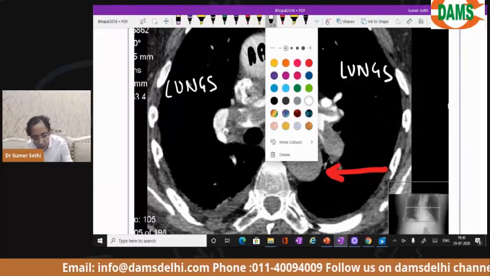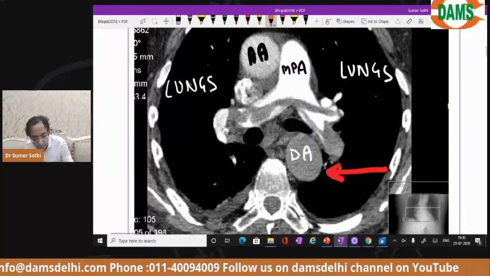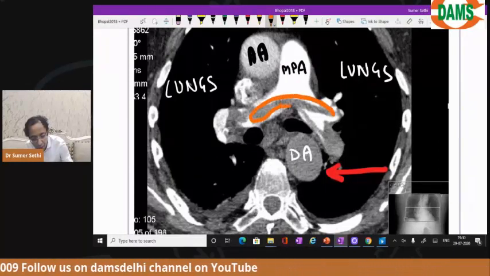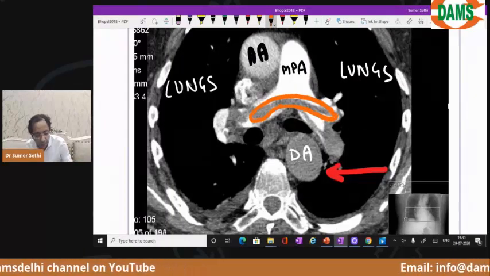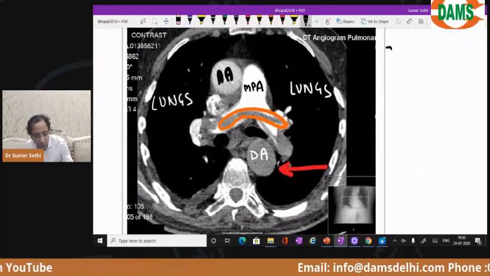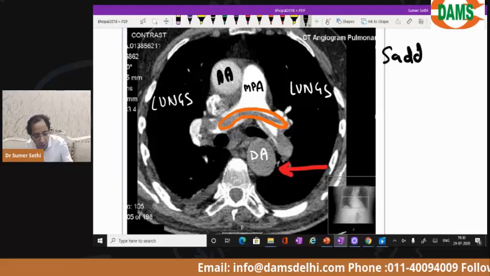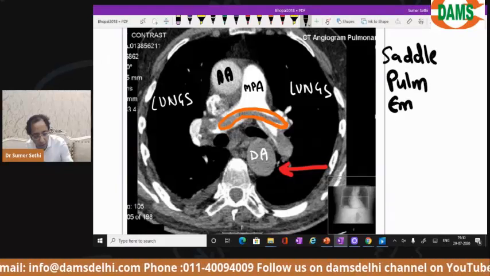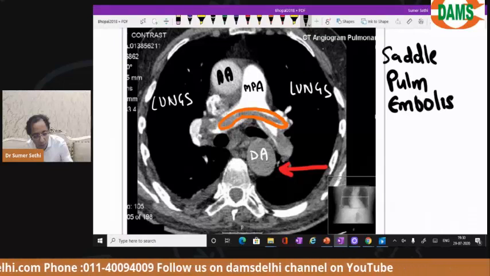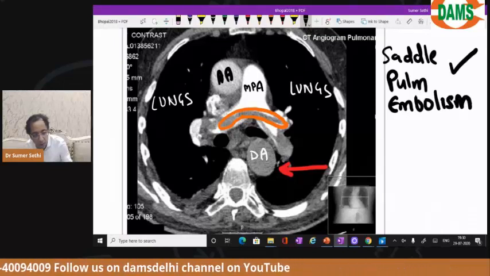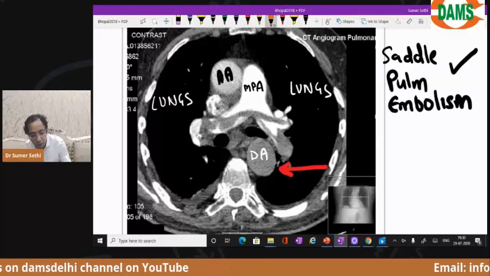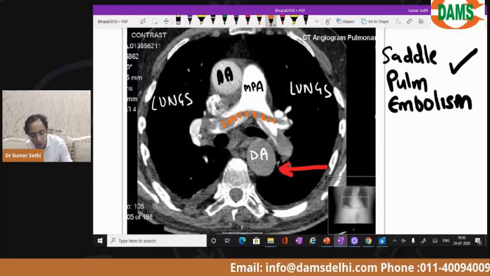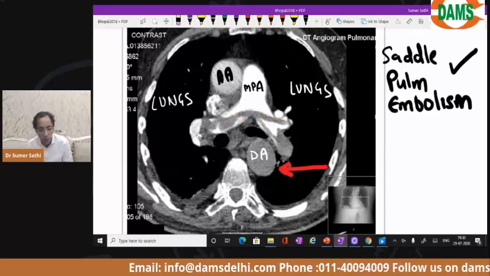Can you see there is a filling defect? There is a filling defect where the dye is not filling in at the pulmonary bifurcation, like a saddle shape. So this is a saddle shaped pulmonary embolus. And this is the same image that they asked out of my book in the 2019 NEET PG exam. So this is the image that was there from your class notes. This is how the pulmonary embolism would look like.